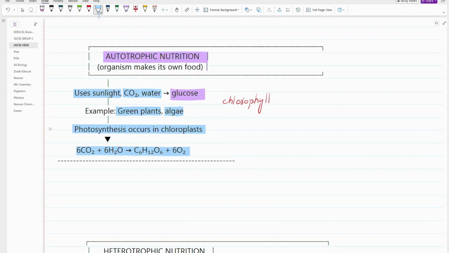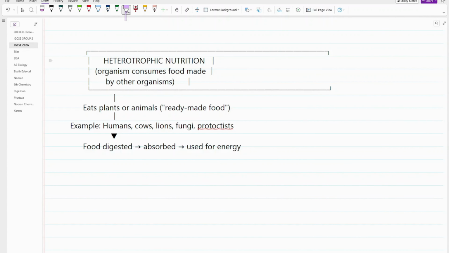The next topic here comes the heterotrophic mode of nutrition, that will be the topic of our concern in this chapter. In this mode of nutrition called heterotrophic nutrition, the animals usually adopt this type of nutrition. They eat plants or animals. For example, humans, cows, lions, fungi, protists, etc. They just eat food and digest. After digestion, absorb it and then use it for energy. So it's totally different from that of plants' mode of nutrition called autotroph.